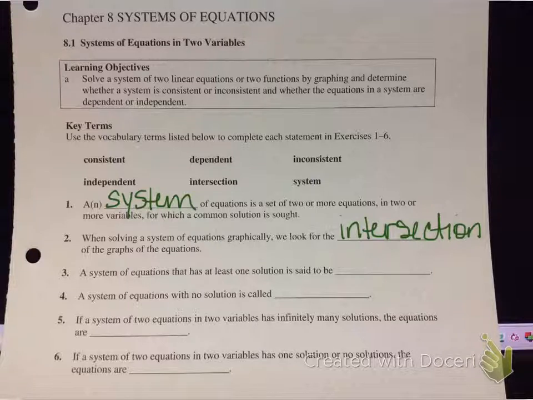A system of equations that has at least one solution is said to be consistent. A system of equations with no solution is called inconsistent.